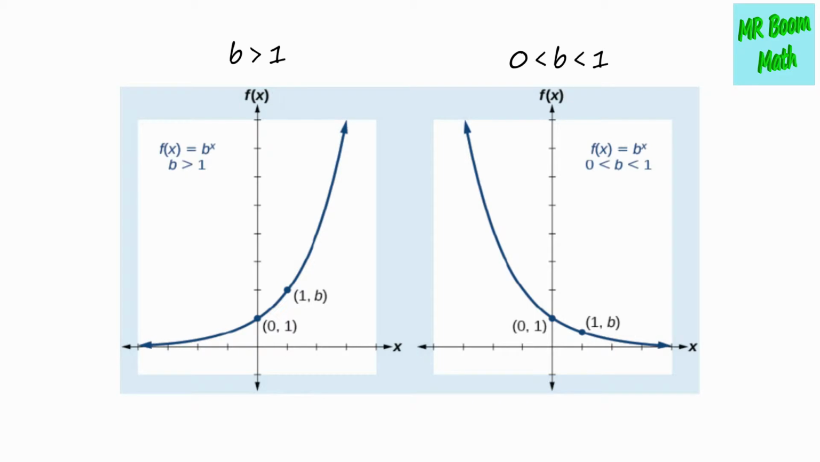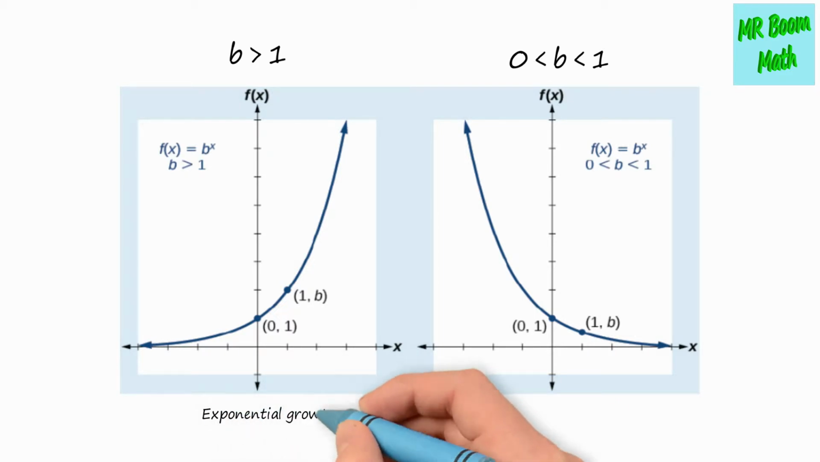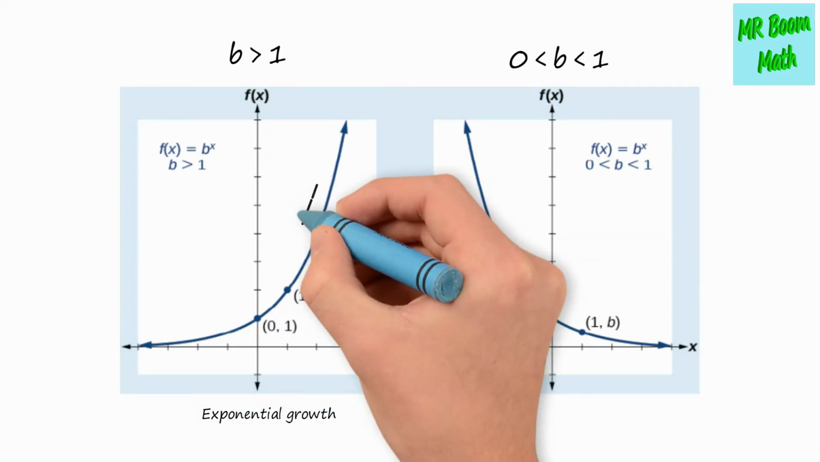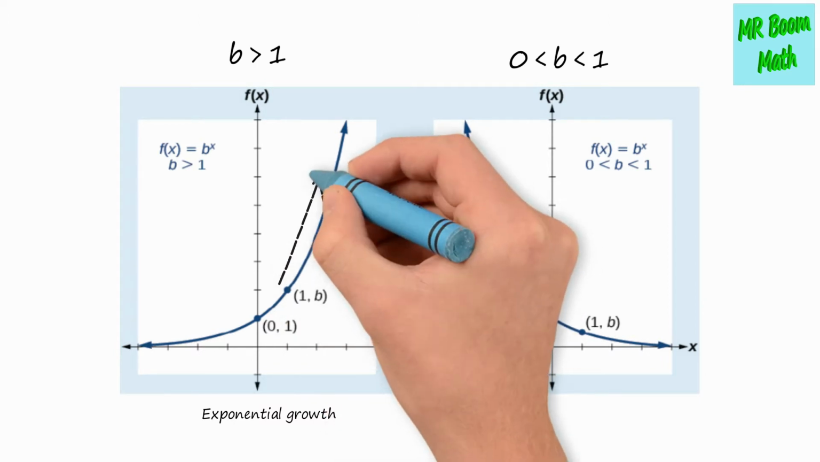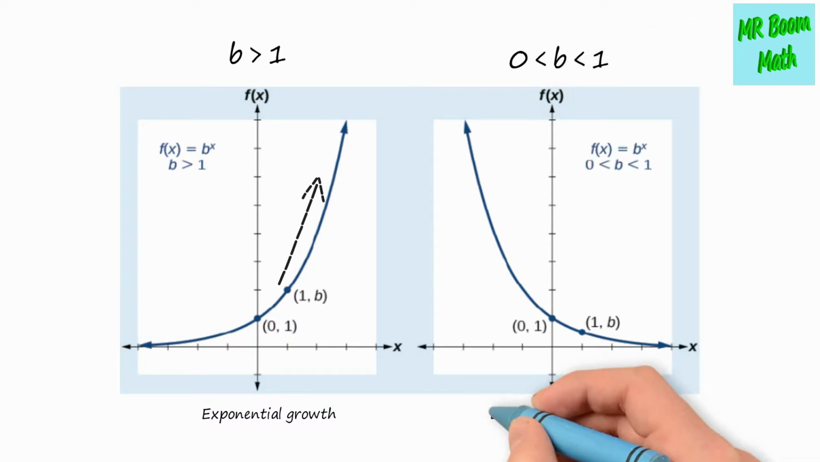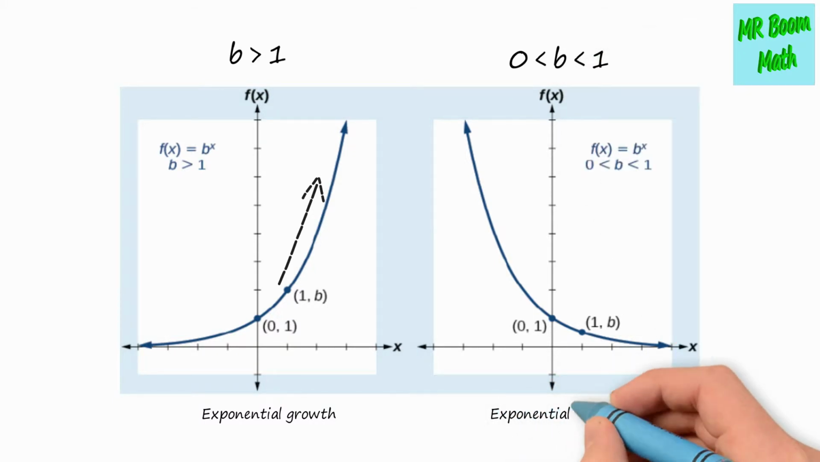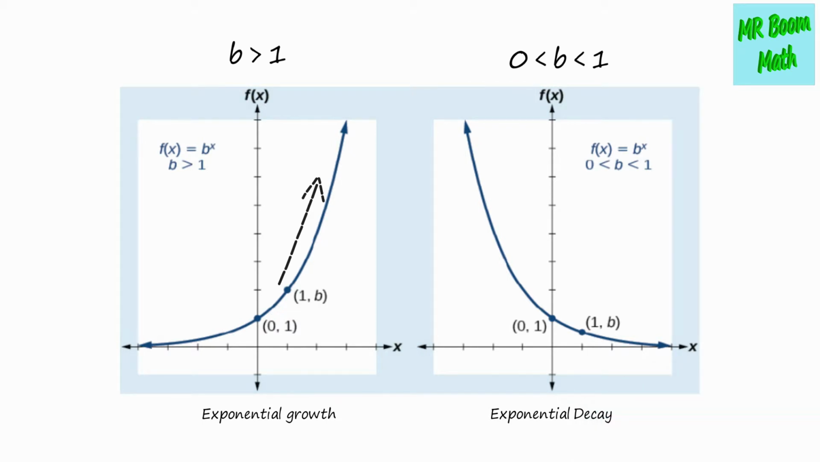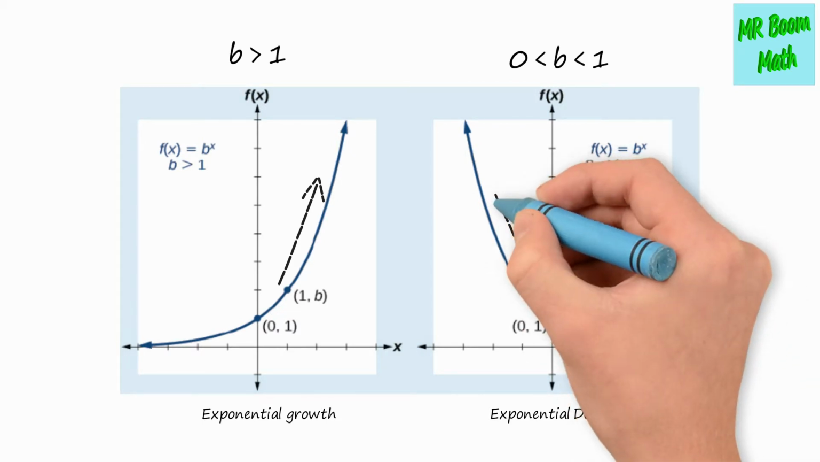If the base b is greater than 1, the function represents exponential growth. As x increases, f of x also increases. If the base b is between 0 and 1, the function represents exponential decay. Here, as x increases, the function value decreases.